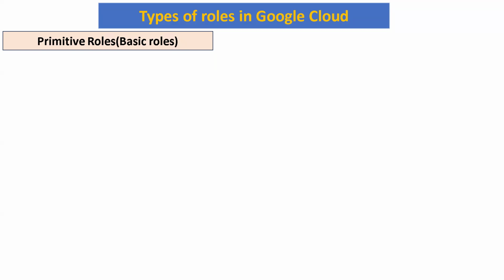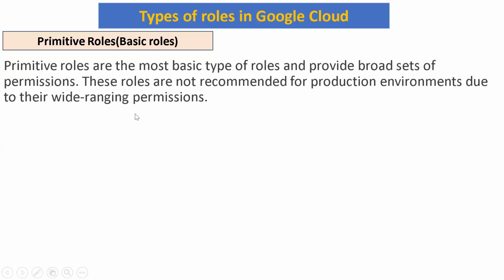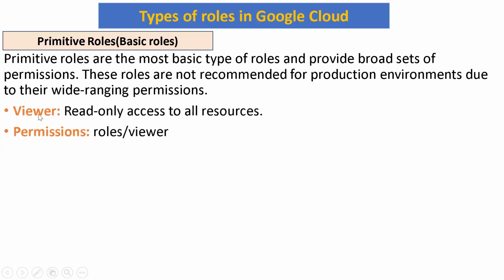So generally it asks what types of roles are available in Google Cloud and how we are using these types of roles. First, we call them primitive roles. These primitive roles are also called basic roles. In basic roles, we have different types of roles. The first one is the viewer.